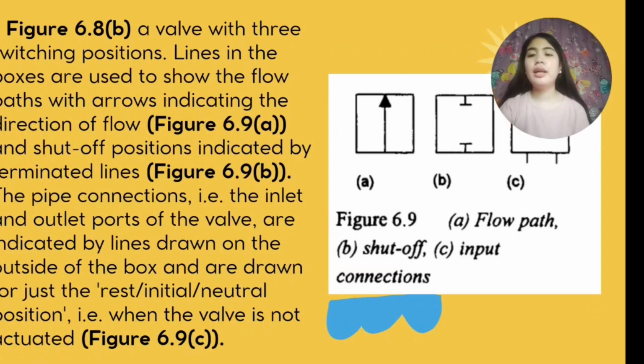In this slide, we see that the arrows inside the squares indicate the direction of fluid flow. If the line inside the square ends abruptly, that means that the flow path is blocked or shut off. Additionally, the ports, meaning the inlet and outlet connections, are shown outside the boxes and they are drawn according to the valve's neutral or rest position. These symbols are important because they define exactly how the valve routes fluid when actuated or at rest.